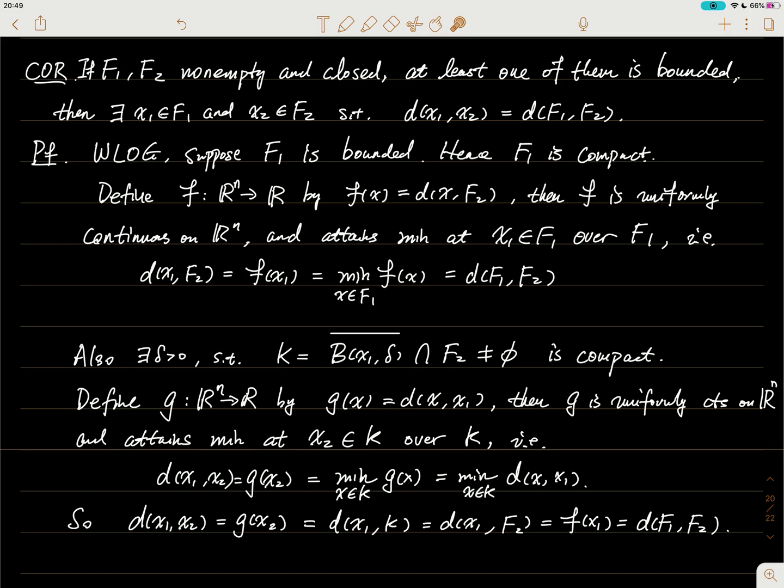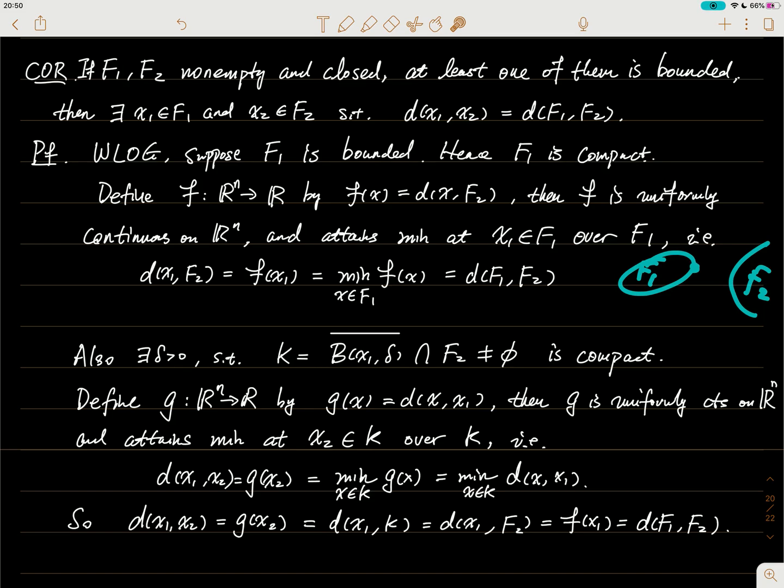The reason is once we have that f is continuous, then since F1 is compact, when we restrict the continuous function to the compact set F1, we know that f will attain a minimum value over F1. So let's say that f attains a minimum value at x1. Say this is F1, this is F2. So this x1 is somewhere here, the point closest to F2.